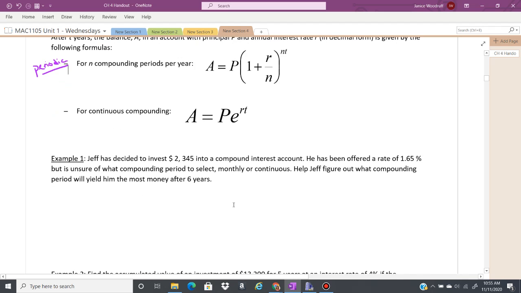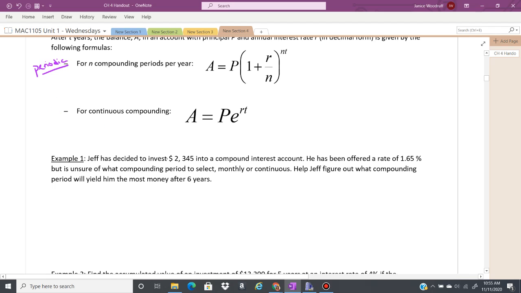Let's go ahead and use it. Jeff has decided to invest $2,345 into a compound interest account. He's been offered a rate of 1.65%, but is unsure of what compounding period to select, monthly or continuous. Help him figure out what will yield him the most money after 6 years.